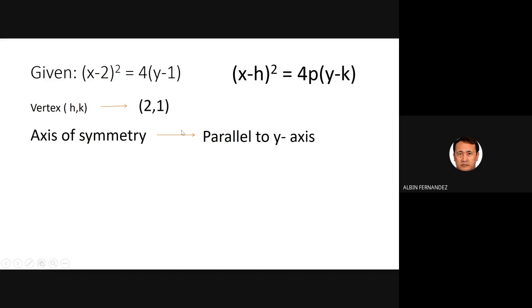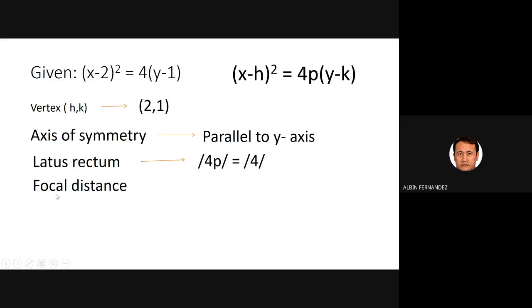Now, what other information can be obtained? The latus rectum is given by the absolute value of 4p, and 4p is equal to 4. That means the total length of the latus rectum is 4 units. Other than the latus rectum, we can also identify the focal distance. Dividing both sides of this equation by 4, you obtain that the value of p is equal to 1. Take note that the value of p here is positive 1.